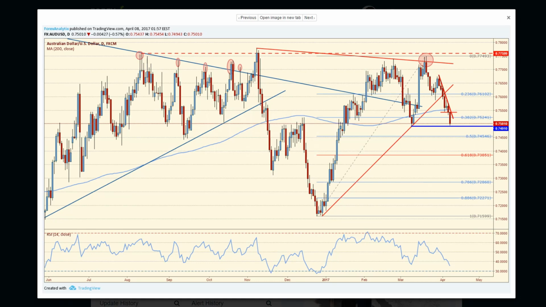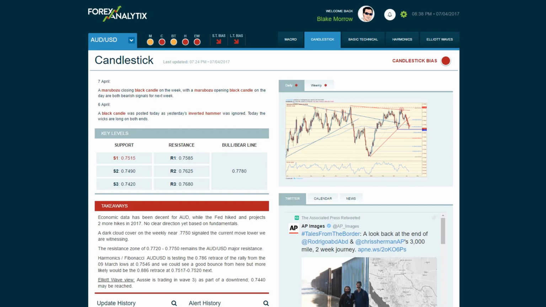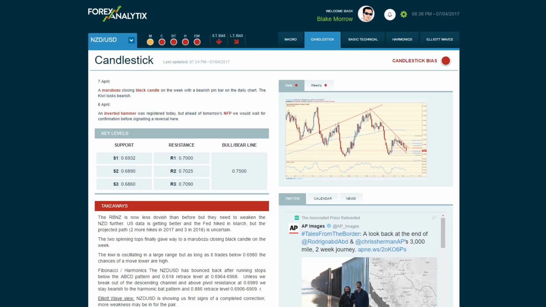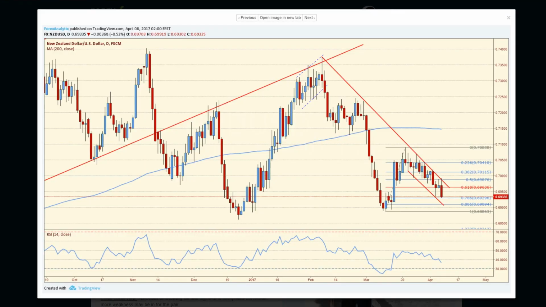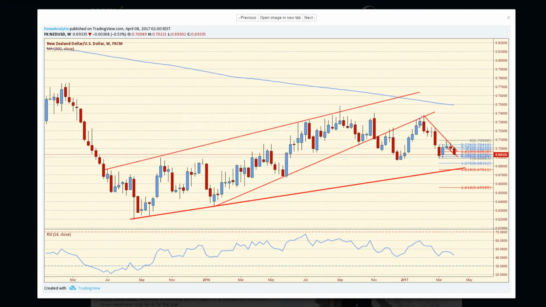Now, also speaking of Marubozu candles, let's take a look at the Kiwi dollar. Kiwi dollar, another strong one, you can see it on the daily. But take a look at the weekly. Here's the weekly, another Marubozu candle that's showing some strength, and that could take us through some of these support levels. These are all strong candlestick formations that are telling us that the dollar strength is real, and it's not just in one currency pair.